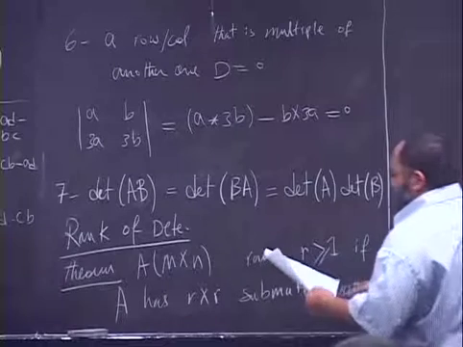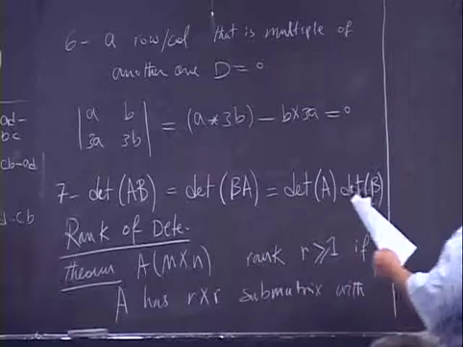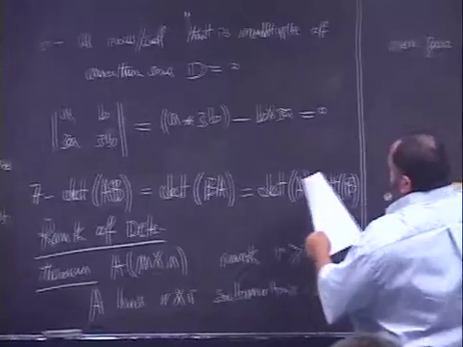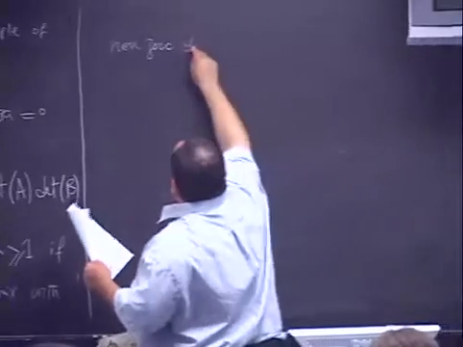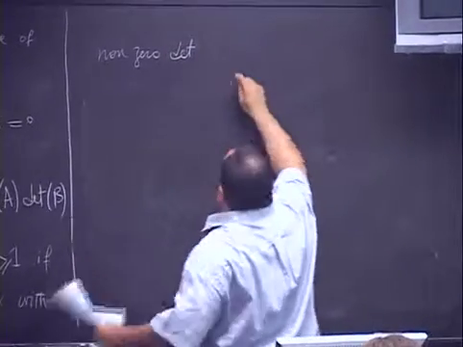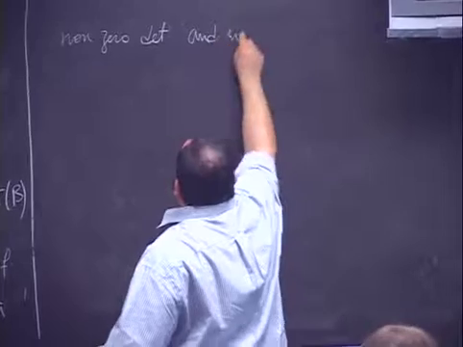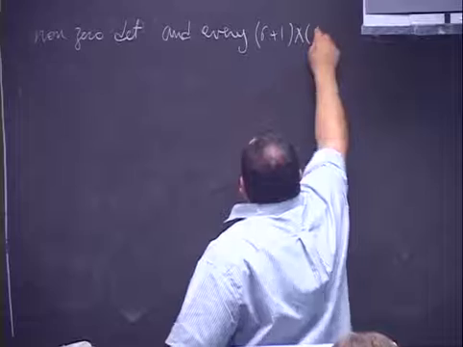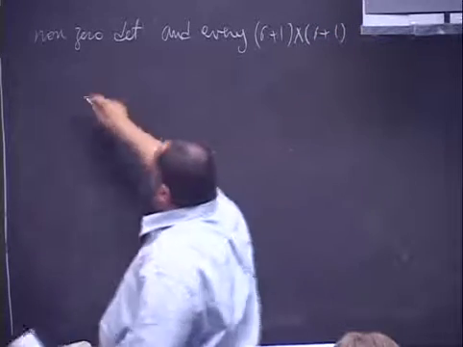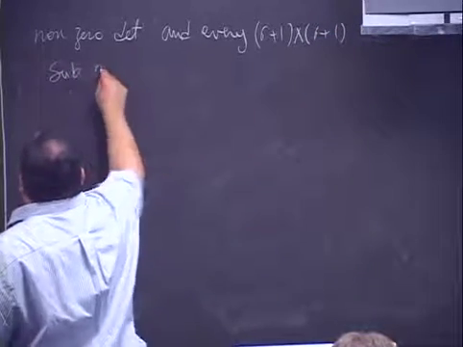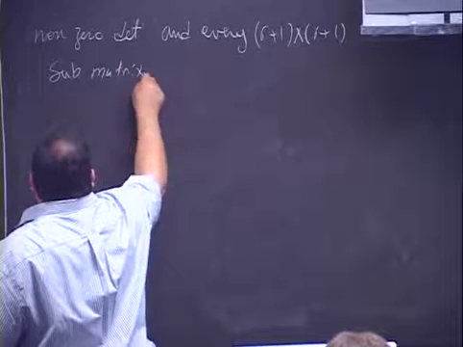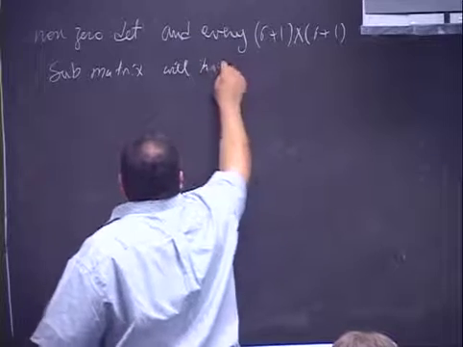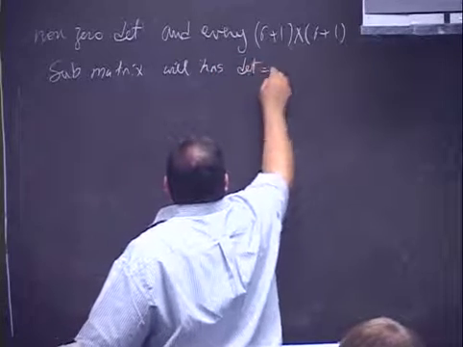So we'll have a submatrix R by R with non-zero determinant, and every R plus 1 by R plus 1 submatrix has a determinant equal to 0.